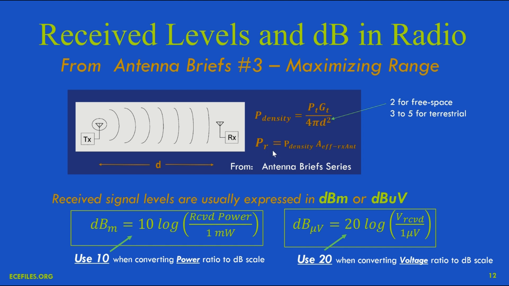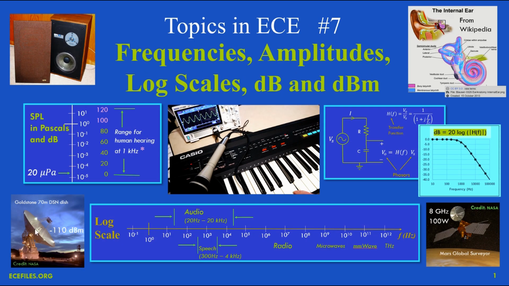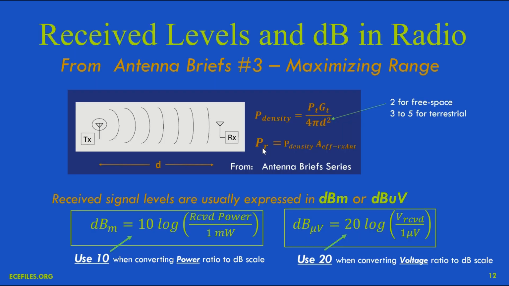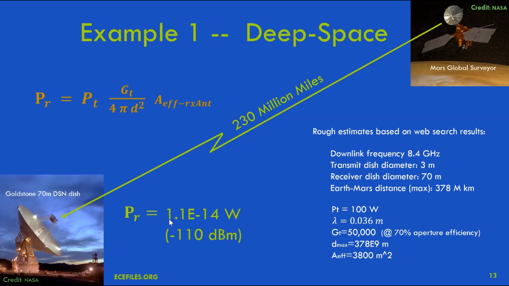And how do you get the power into the receiver? Well, you take that density and you multiply it by the effective area of the antenna, which, for our case of the dish antenna, is the area of the dish. This is a 70-meter diameter dish, so you can work out the area. And when you do that, you will get some number like 1 times 10 to the minus 14th watts. That's 10 femtowatts of received power.